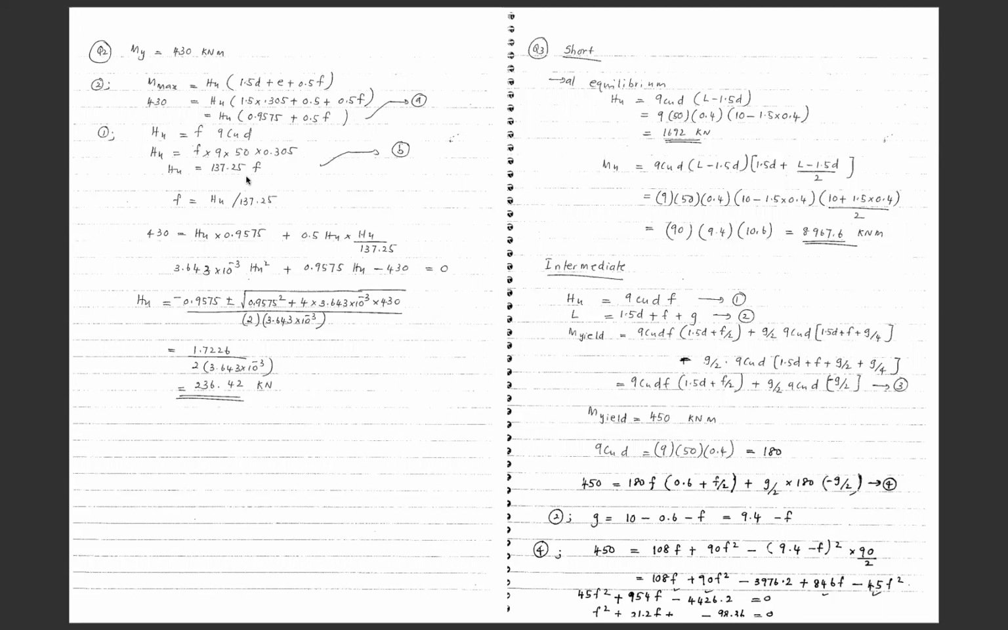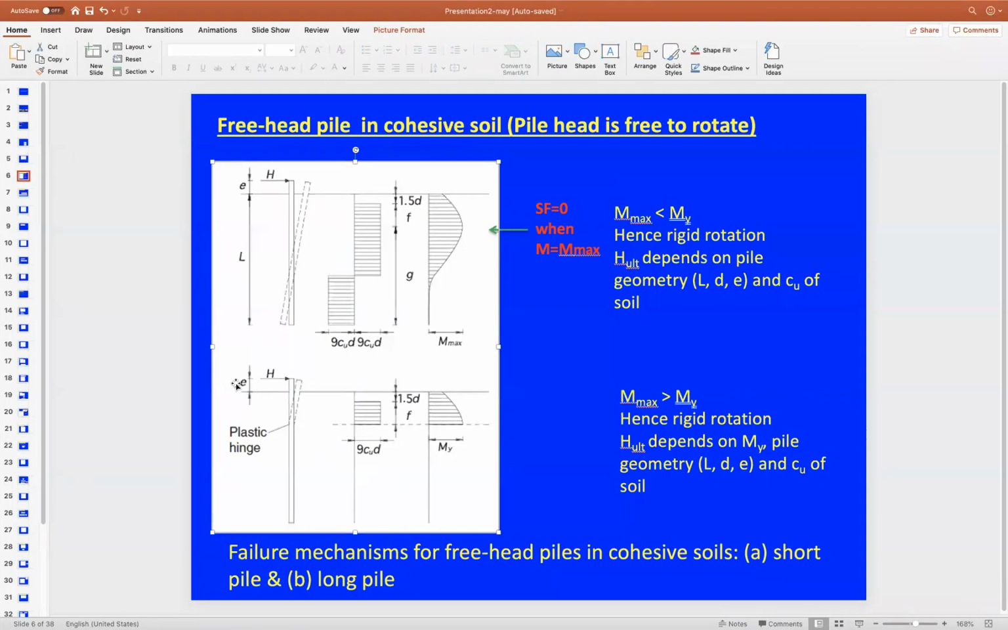If you substitute one variable into the other formula, you're going to get the value of HU and the value of F. By doing so, we get the value of HU as 236.42 kilonewton. And that's by using the static equilibrium principles.